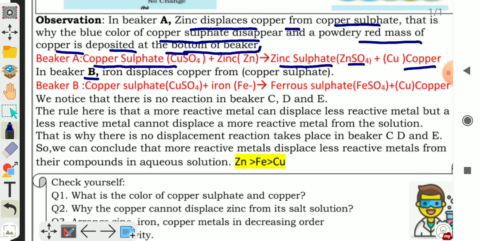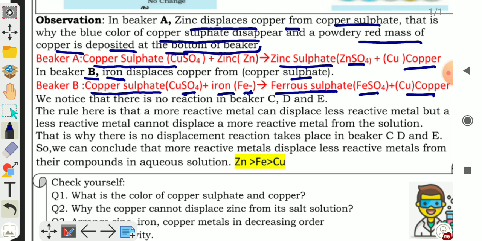In beaker B, iron displaces copper from copper sulfate. Why does iron displace copper from copper sulfate? Because iron is more reactive than copper, so it displaces copper from copper sulfate solution. Word equation is given to you. Copper sulfate CuSO4 plus iron Fe, it produces ferrous sulfate. Ferrous means iron. Iron sulfate is called ferrous sulfate, FeSO4, and copper is displaced.